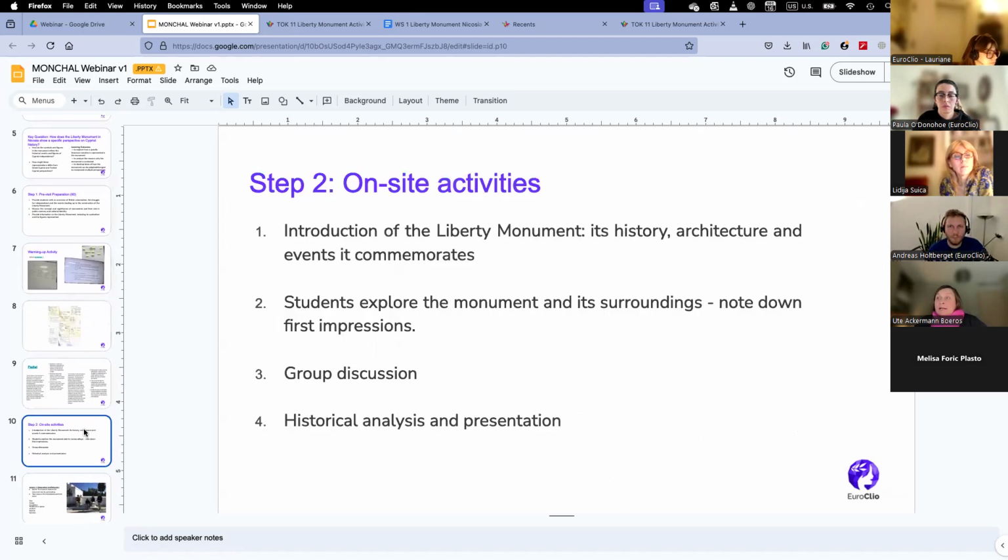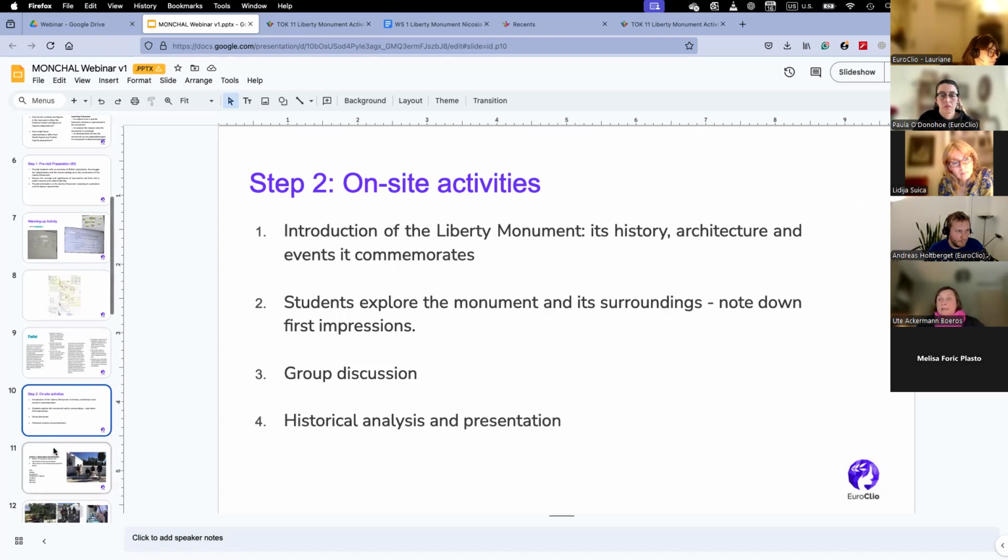Now, the next one was the on-site activities. What we did there was divided into 4 steps. We had the introduction to the monument, its history, architecture, and the event it commemorates. Then students walk around and explore the monument and its surroundings, and as you could see before, it's a really big area. We then also had group discussions and eventually historical analysis and the presentation of their ideas or conclusions.